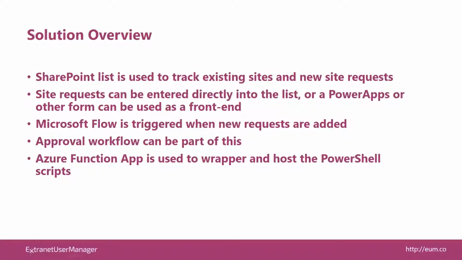So how does this all hang together? What does this look like? Well, it starts with a SharePoint list, and this is used to track the existing sites. When you create the list, there's a script that will create it for you. There's another script that will go and interrogate your tenant, find all of your site collections and subsites, and populate the list. So you've got a full list of all the existing sites. It's also the place that you come to make new site requests, so you can do those directly into the list.